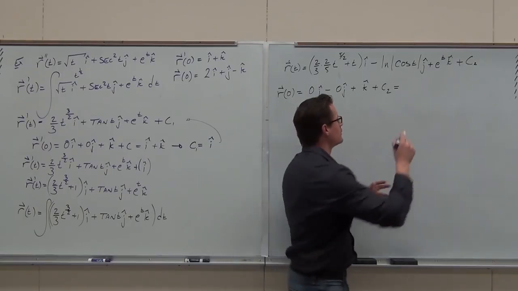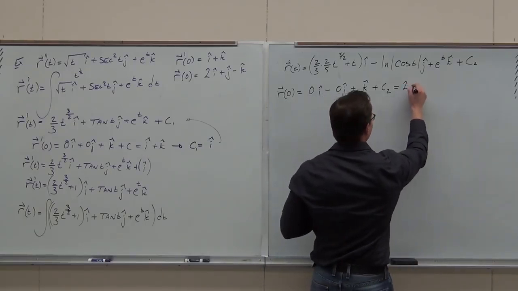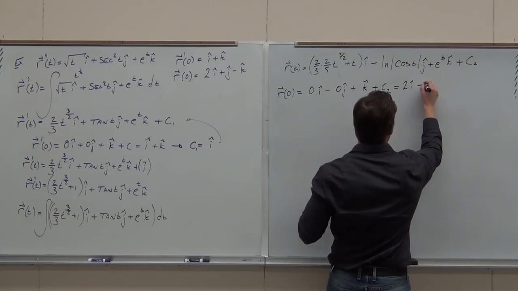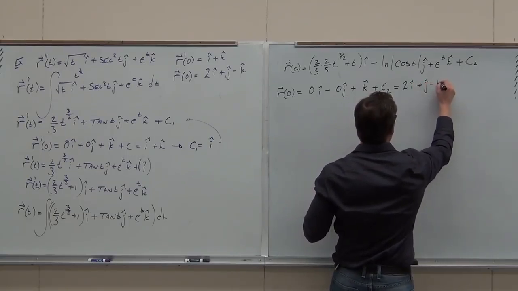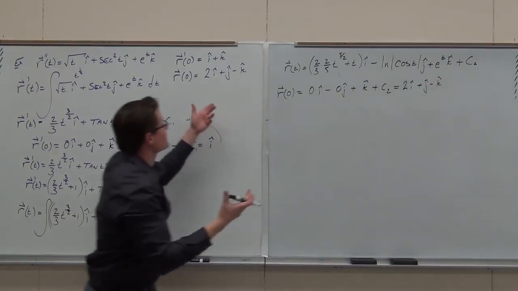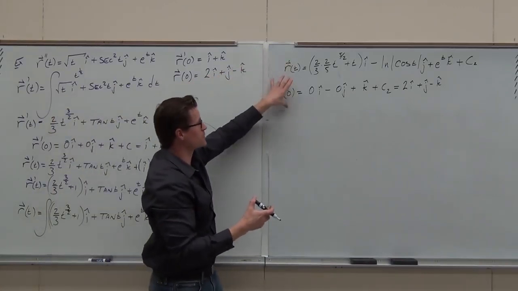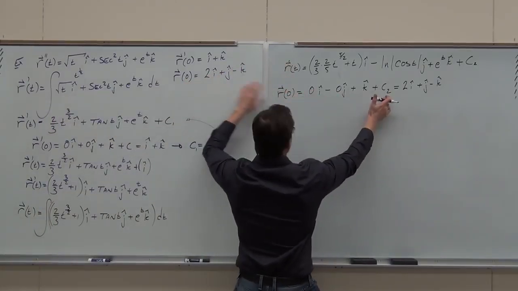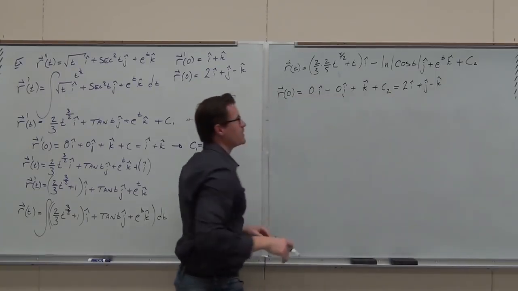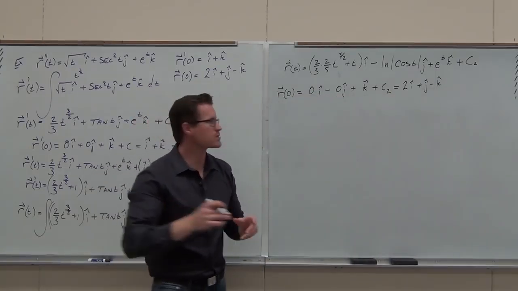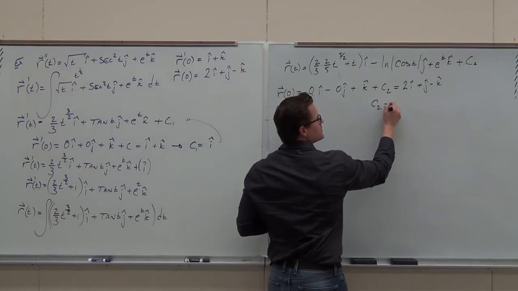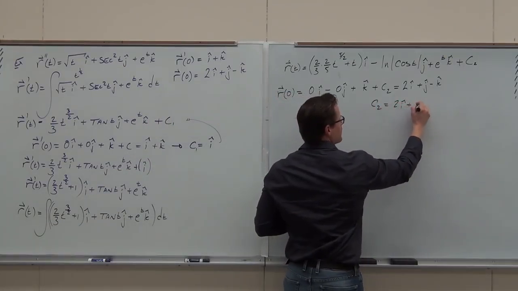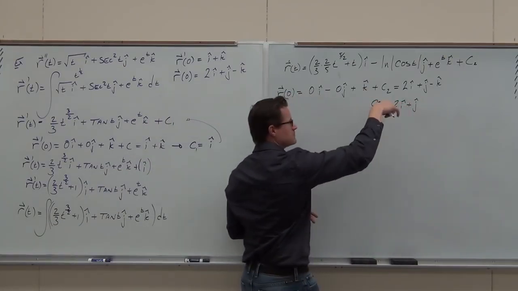Beautiful thing. Now, what did you say? That's what this says. It says if you plug in 0 to your vector function, which I did, whatever your vector function says, has to be equal to this nonsense right here. It's gotta be. And then you solve for C. So let's solve for C, or C2 in this case. We get 2i plus j.